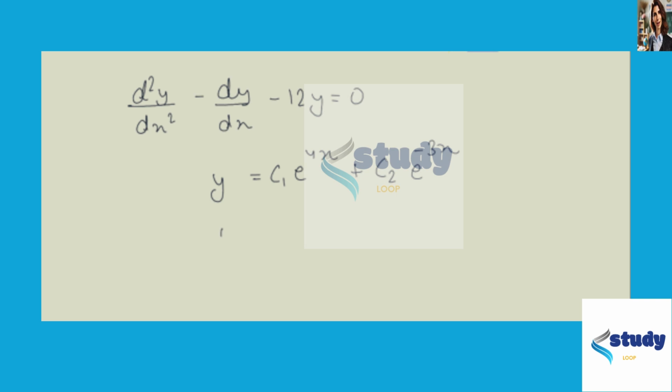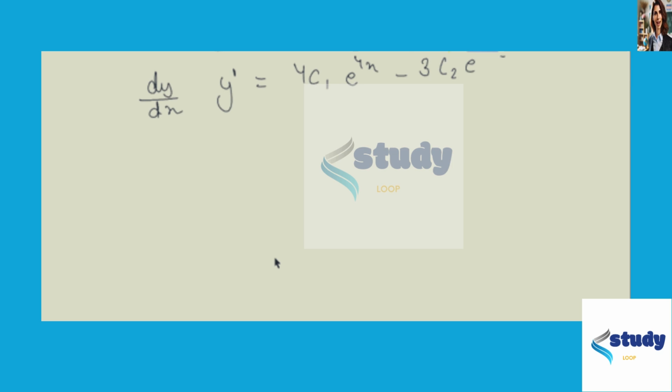First of all we'll find the value of y dash, which is dy by dx, because the initial values are given in the form of y and y dash. If we find y dash, it comes out to be 4c1 e to the power 4x minus 3c2 e to the power minus 3x. For the first part we are given that y of 0 is equal to 5, and y dash 0 is equal to minus 2.